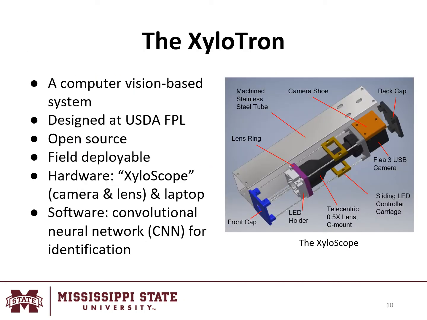In this study, we specifically used the XyloTron platform. The XyloTron is a computer vision-based system designed at the USDA Forest Products Laboratory. It is open source and all of the components can be bought off the shelf. You can go home and build one as the designs are available online for download. The components of the XyloTron are the camera, the XyloScope, and the laptop. We also have software that uses a convolutional neural network for identification.